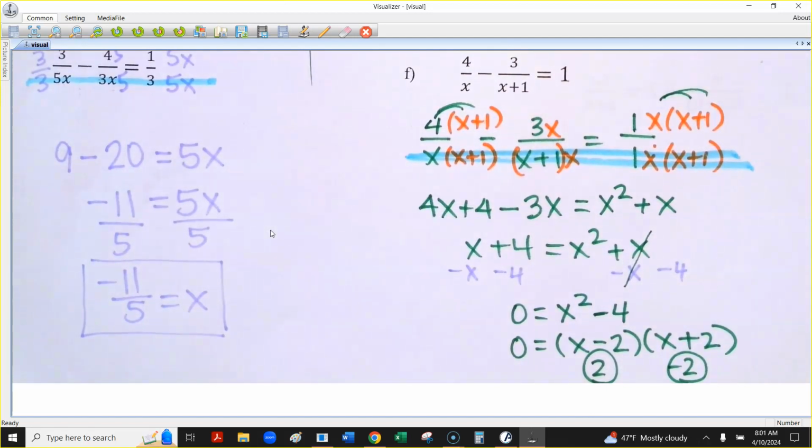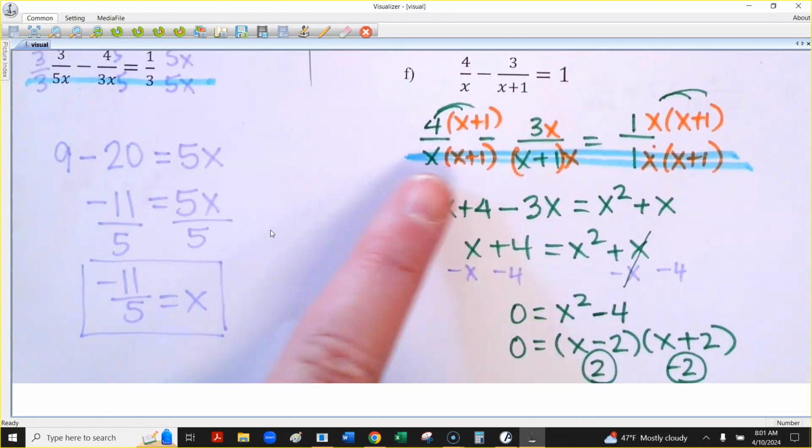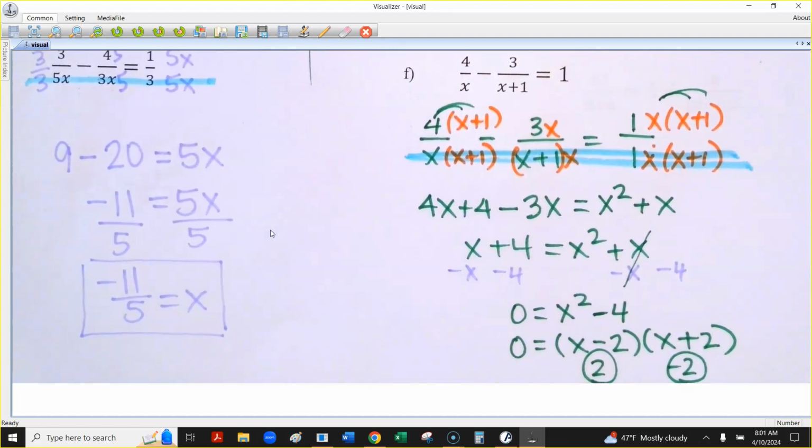Neither of those cause you a problem. Numbers that we would not want to get as our answer there would be 0 and negative 1. Does anybody have a question?